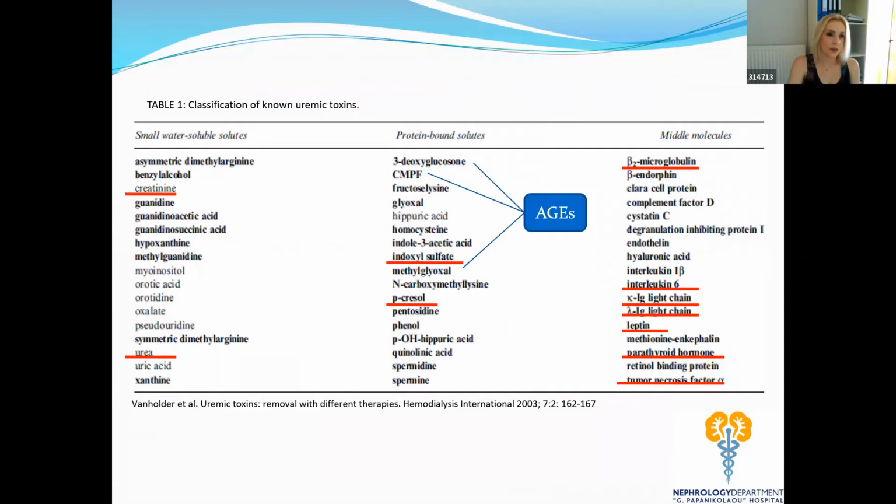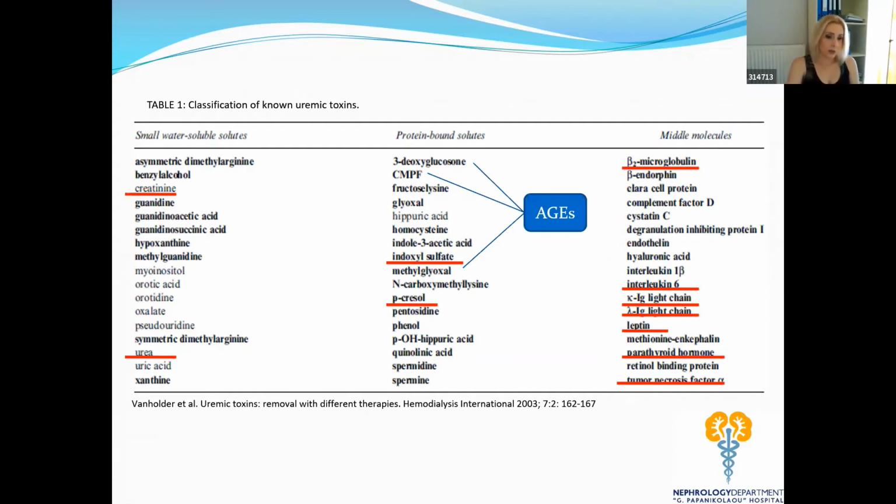The occurrence of these complications is attributed to the decreased clearance of uremic toxins, middle and large molecular weight. This table, familiar to all, shows the classification of known uremic toxins. On the left side, there are small water-soluble solutes, such as urea and creatinine, that are below 500 Daltons and are easily removed by conventional hemodialysis. On the right side, there are the middle molecules. Their enhanced removal is achieved with high flux membranes and convective strategies.